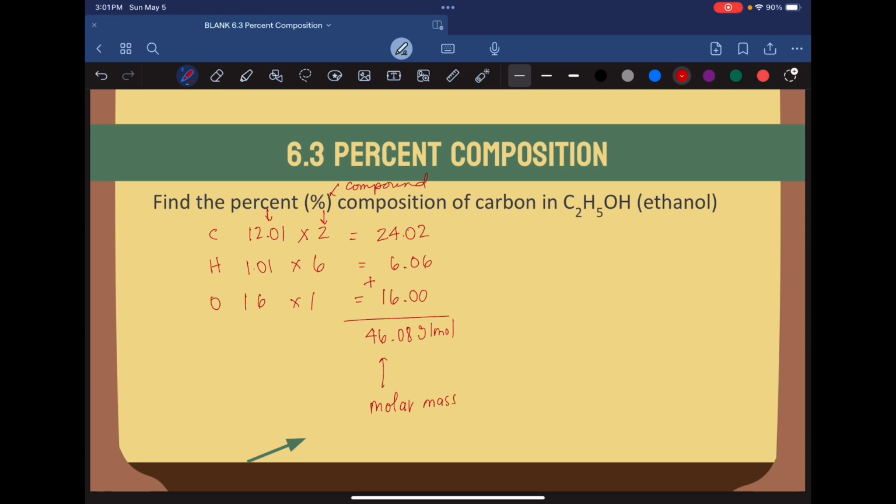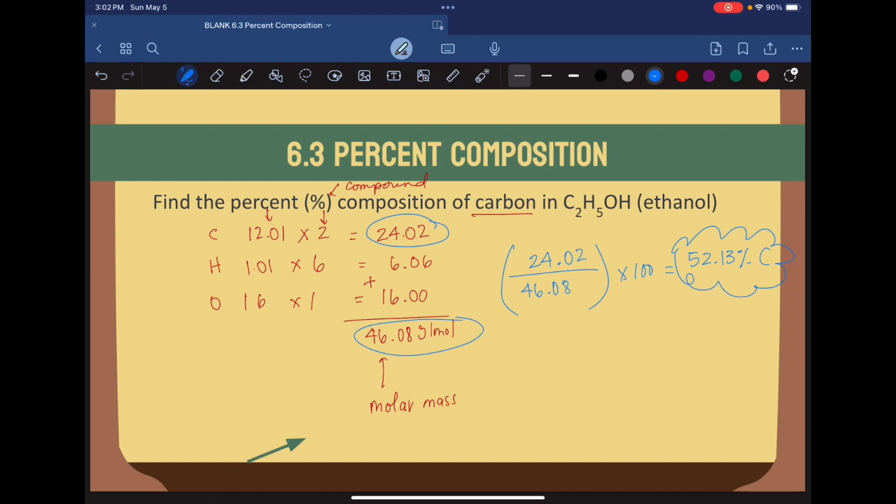I'm looking for the percent composition of carbon, so I will take carbon's contributions, which is 24.02, divide it by the molar mass, which is the whole, 46.08, times 100, and I will get 52.13% carbon, which is super great. So the mass percentage or the mass composition of carbon in ethanol is about 52.13%.